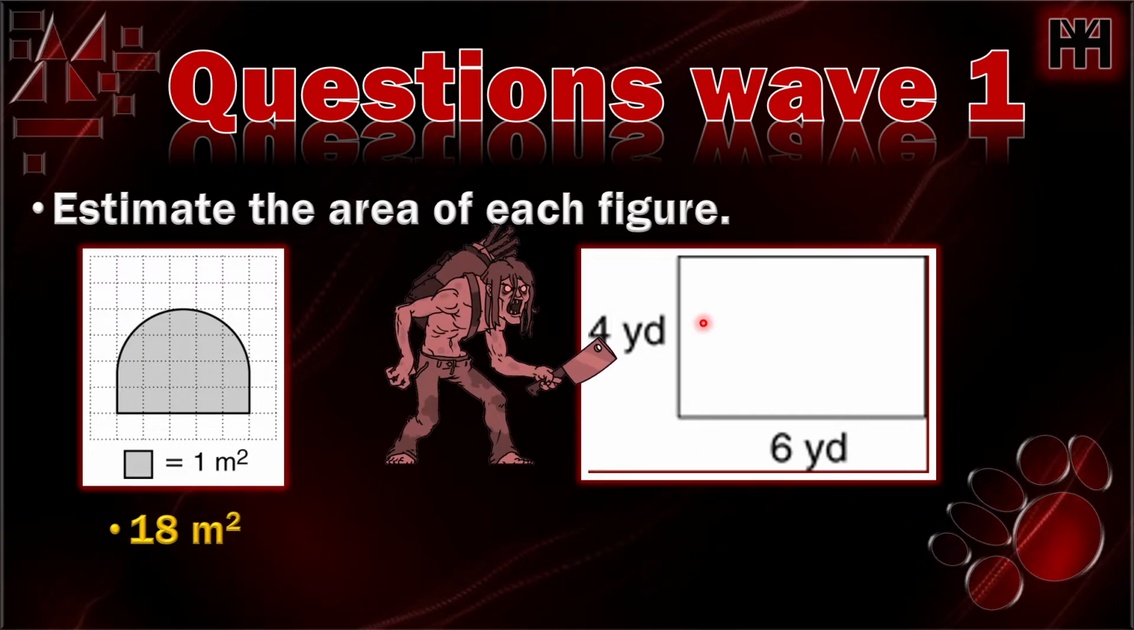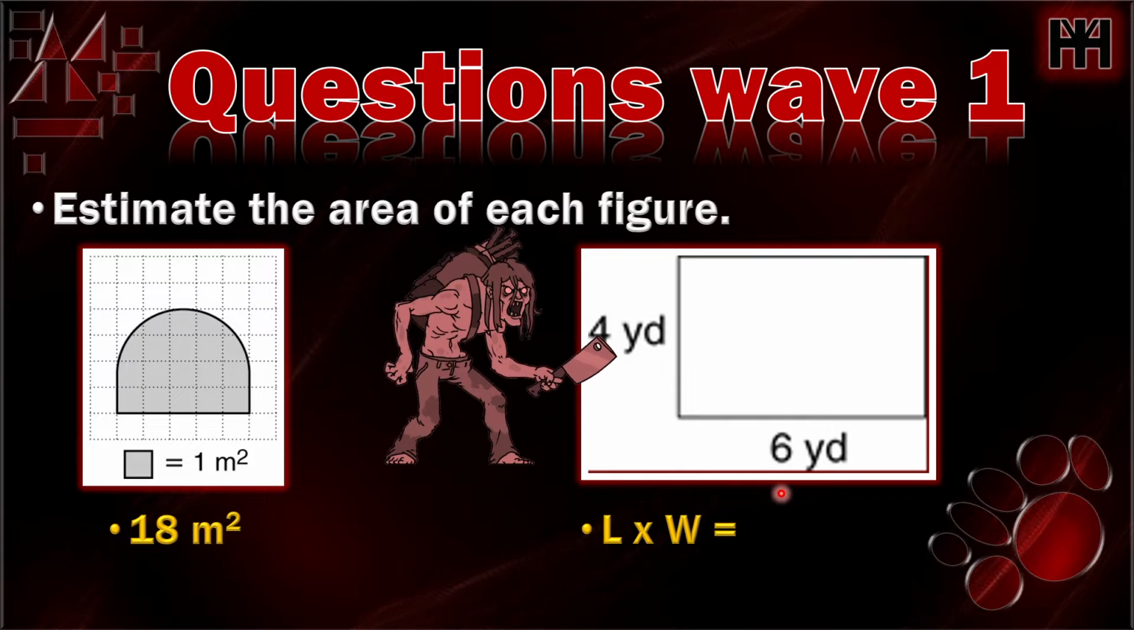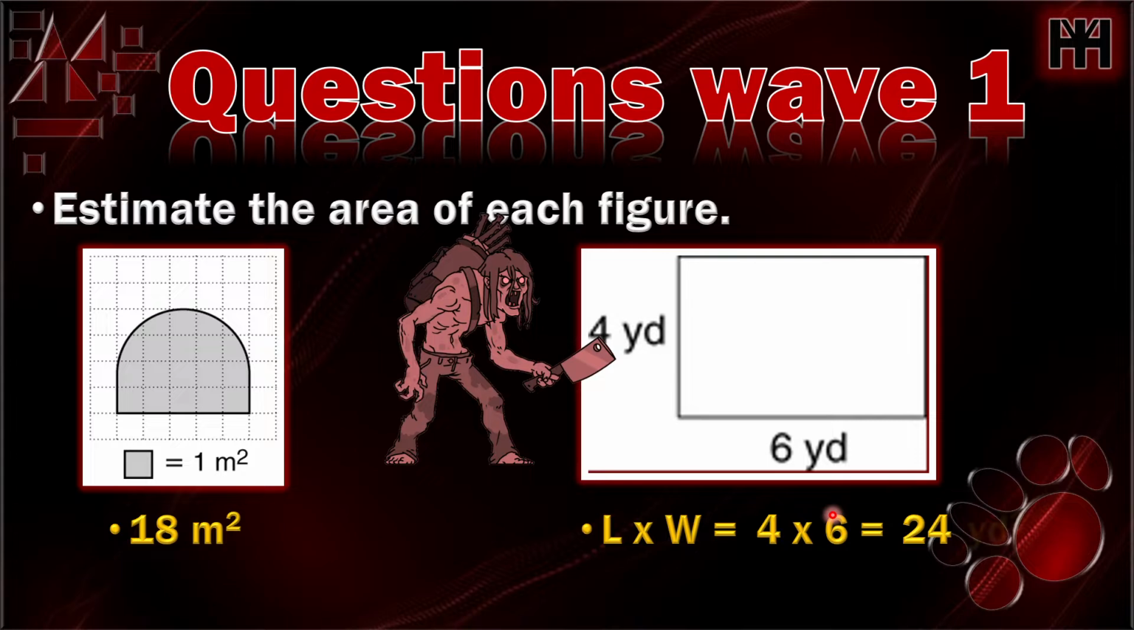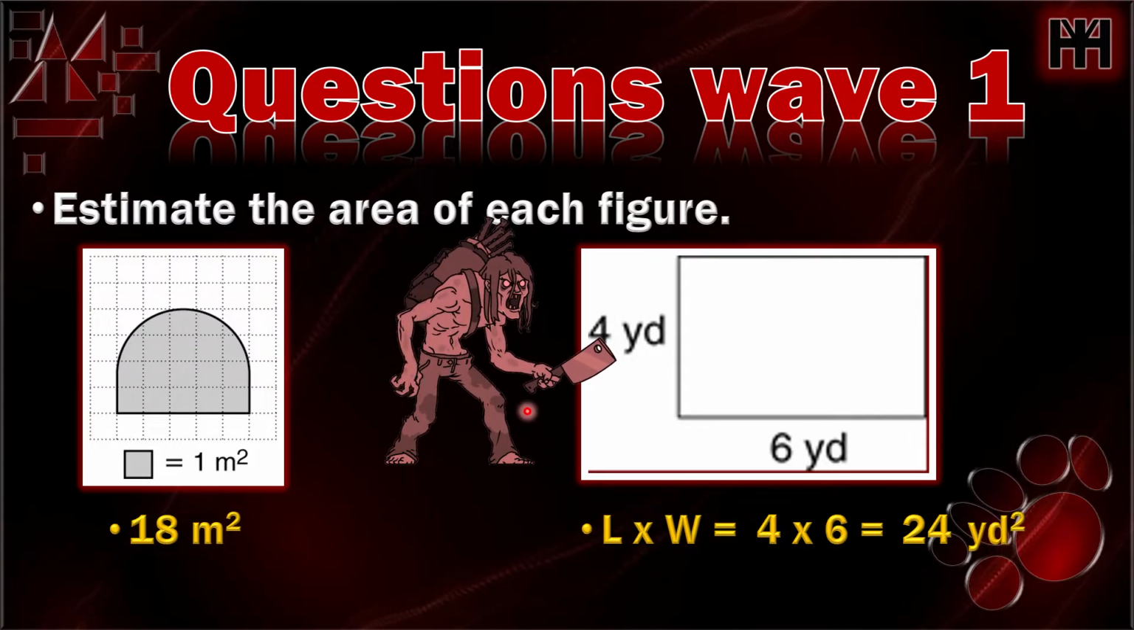Okay, for this figure, you will calculate the area, length times width. So we have 4 times 6, so it will be equal to 24. Don't forget yard square. Here you go.